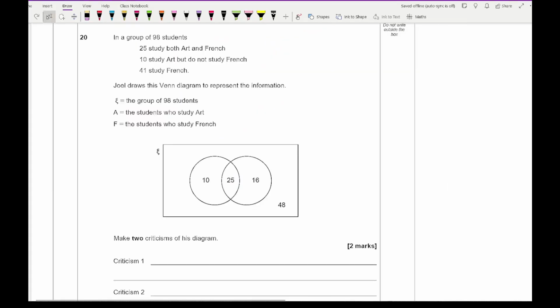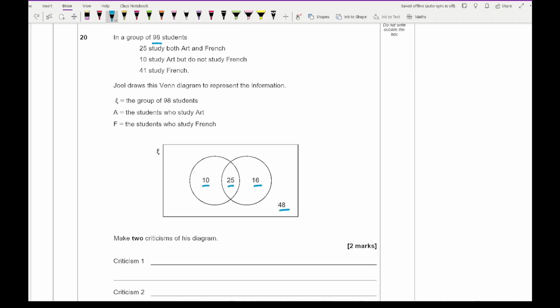So then moving on to question 20 says, in a group of 98 students, 25 study both art and French, 10 study art but do not study French, and 41 study French. Joel draws the Venn diagram to represent the information. Make 2 criticisms of the diagram. Well, the first criticism is that all of these numbers need to add up to the total, which is 98, but they don't because they all add up to 99.